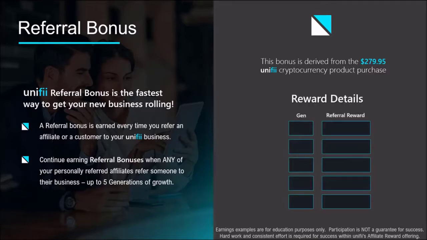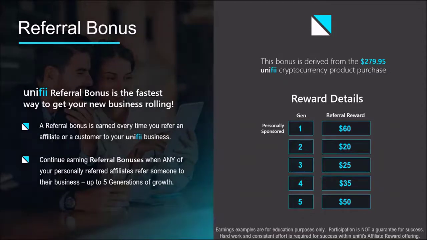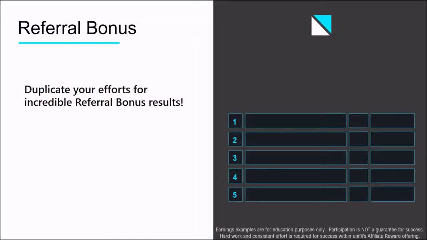When you refer your first affiliate or customer, you will earn a $60 referral bonus. When that affiliate refers an affiliate or a customer, you will earn a $20 bonus on each referral. When they in turn refer affiliates or customers, these referrals would be considered your third generation, and you would earn $25 on each of them. On your fourth generation, you would earn $35 for every referred affiliate or customer. And finally, on your fifth generation of referrals, you would earn a significant $50 bonus on every single customer or affiliate that joins Unifii.